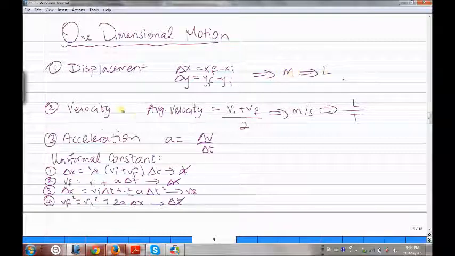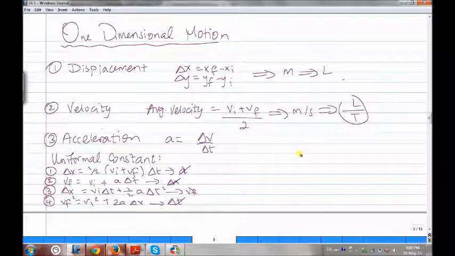And then we move on to the velocity. We have how to find the average velocity, which equals vi plus vf over 2, and the unit is meters per second, and the dimensional analysis is capital L over capital T, which is also the dimensional analysis for velocity or speed.